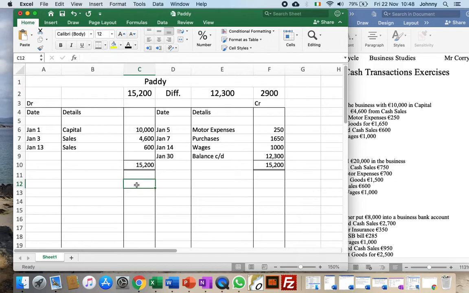Now move on to the beginning of the next month. So when I'm starting off February, because this was for January, so for February I'm going to start off February 1st. The money left over from last month, we have a balance DD. So this is brought down from the previous month, and that balance is 12,300. Okay, so that's how you balance an account.